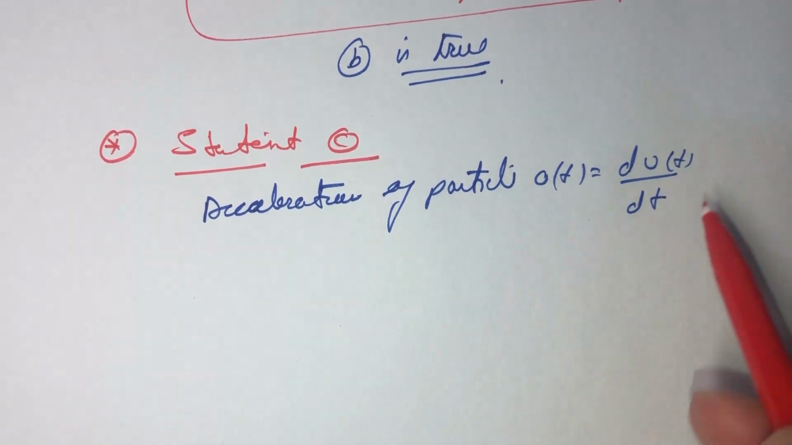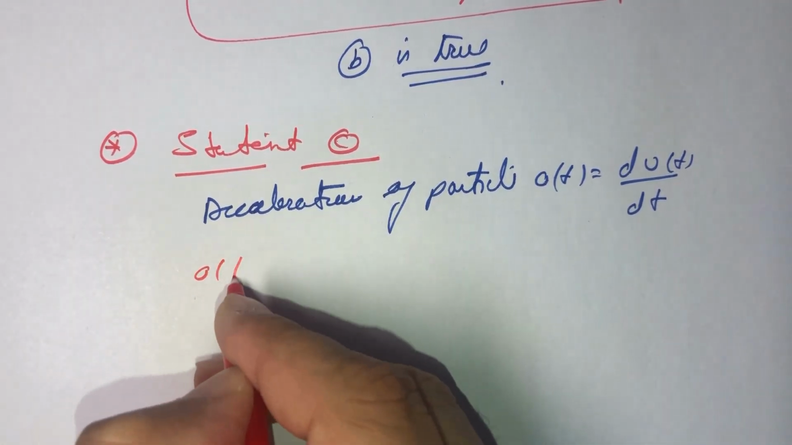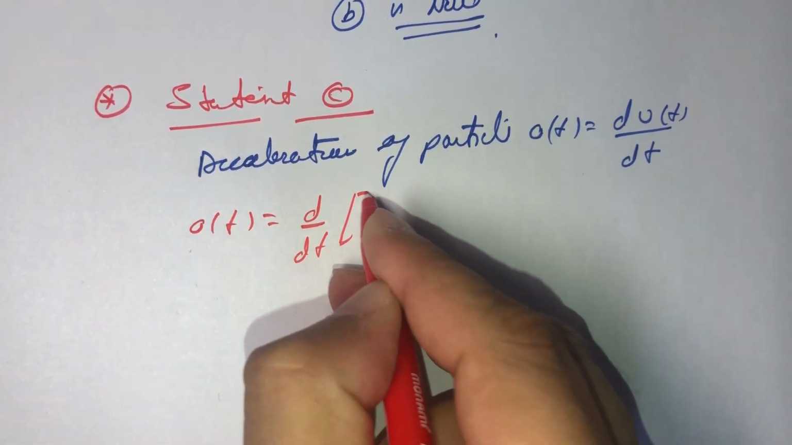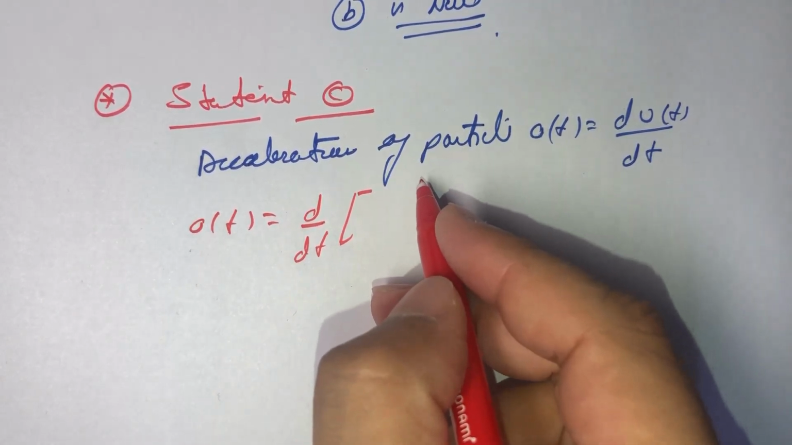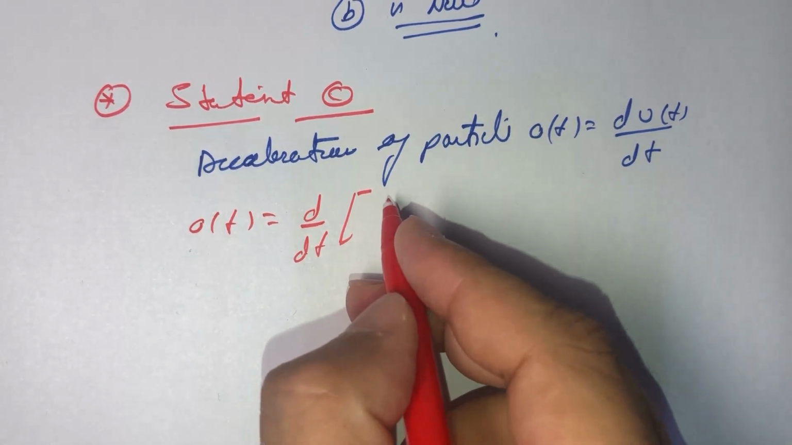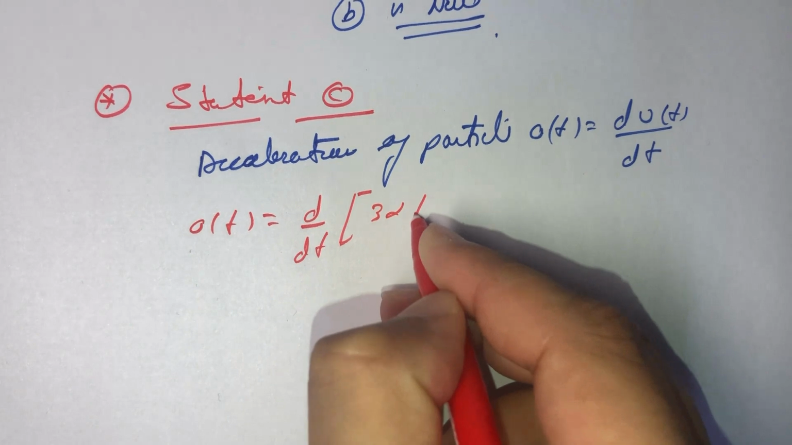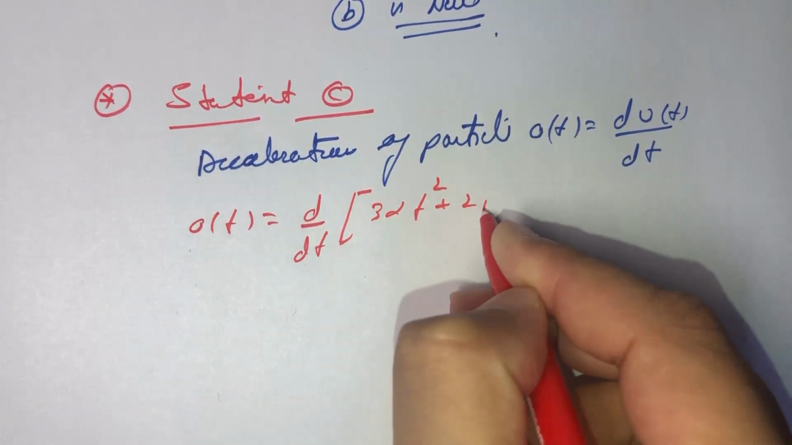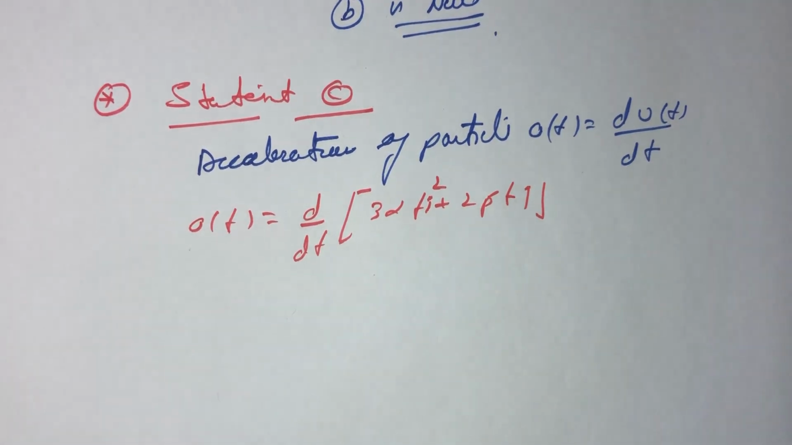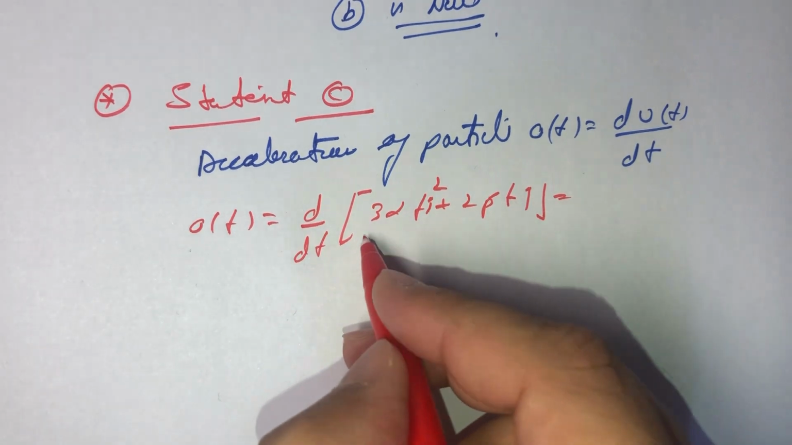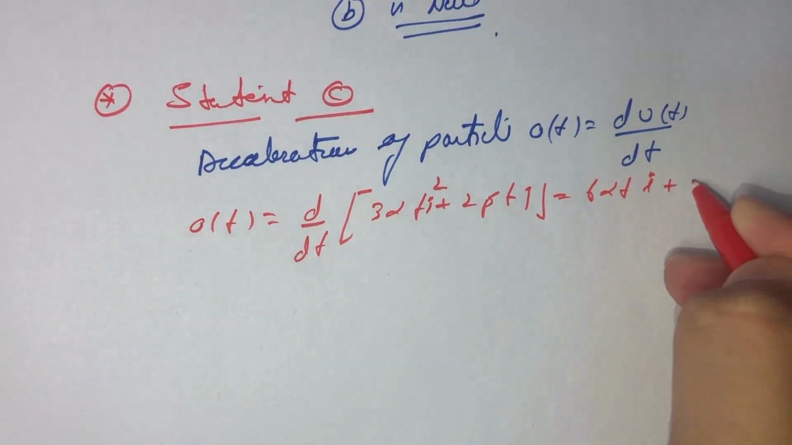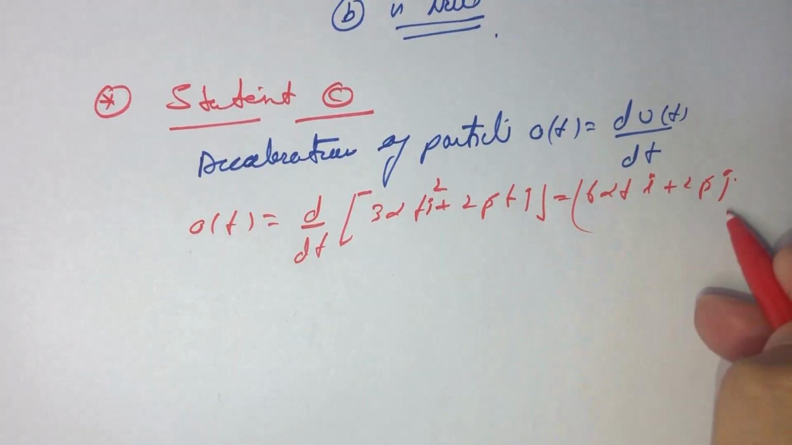We already know velocity, so we get acceleration will be equal to d upon dt, and velocity is our 3 alpha t square I plus 2 beta t j. So the derivative of this will be equal to 6 alpha t I plus 2 beta j.